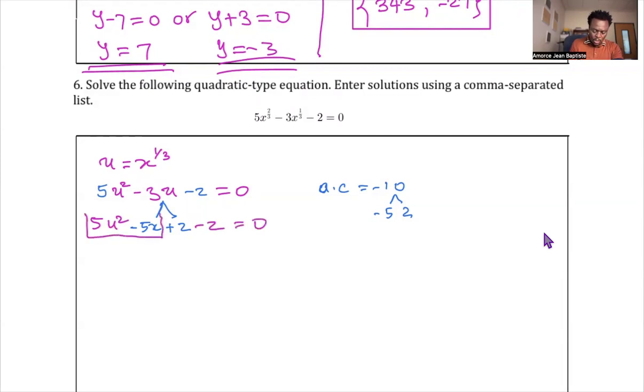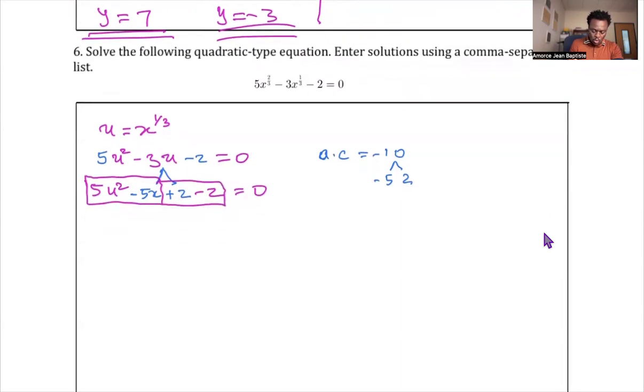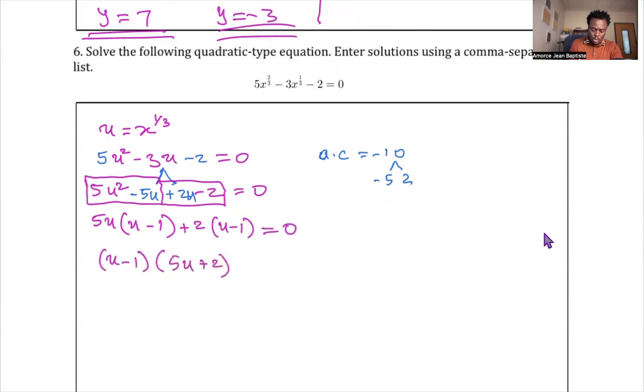Then factor by grouping, right? That's my second group here. So the GCF of the first group would be 5u. Well, actually, that's u here, and then u over here as well. So that's 5u factor u minus 1, and then plus 2 times u minus 1 equals 0. Then we factor the u minus 1 again, times 5u plus 2 equals 0.